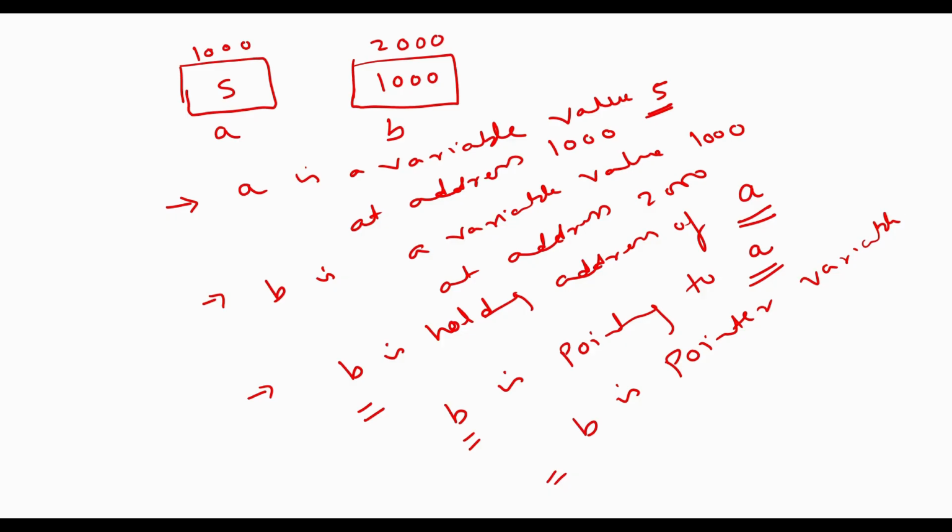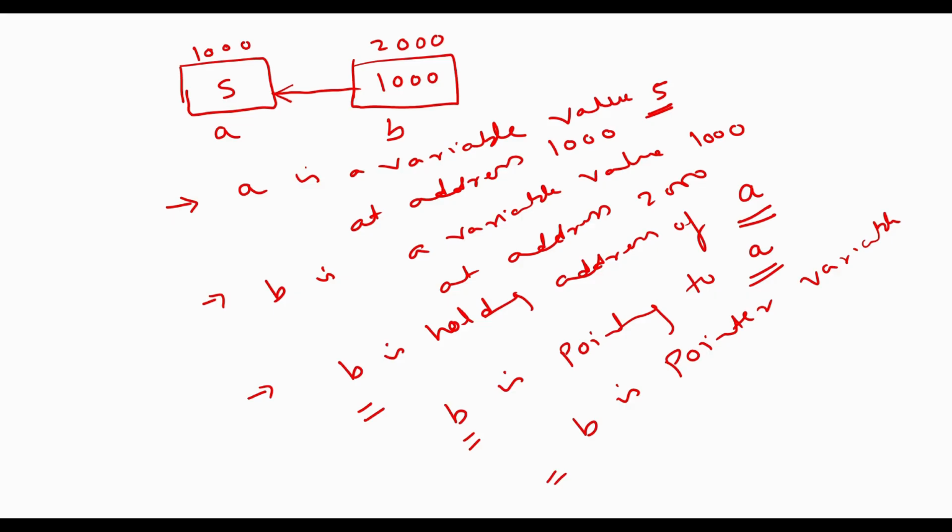These are the two variables which have this type of relationship between them. A is a variable which is holding the value 5 at a particular address, and B is holding a value at a particular address. But if we look at the boxes, what is the relationship? B is holding the value which is the address of A. So B is pointing to A, and we can say B is a pointer variable.